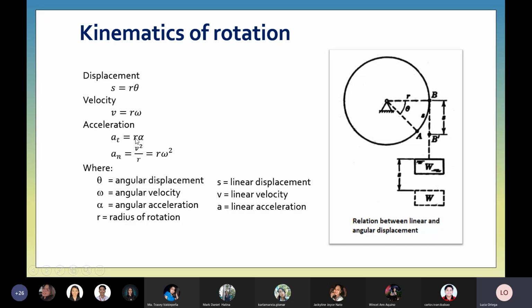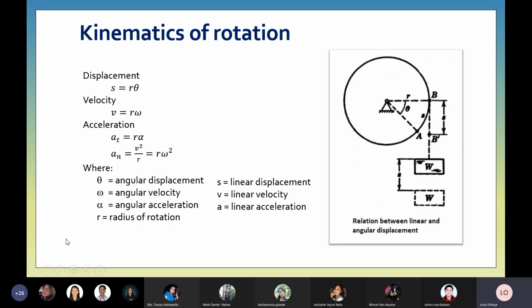And for the acceleration, the relationship between tangential and normal acceleration: the tangential acceleration is the radius of rotation times the angular acceleration. Alpha is angular acceleration. For the normal acceleration, that is equal to v squared over r, or since v is rw, if we substitute here, that is equal to r w squared, where w is the angular velocity.